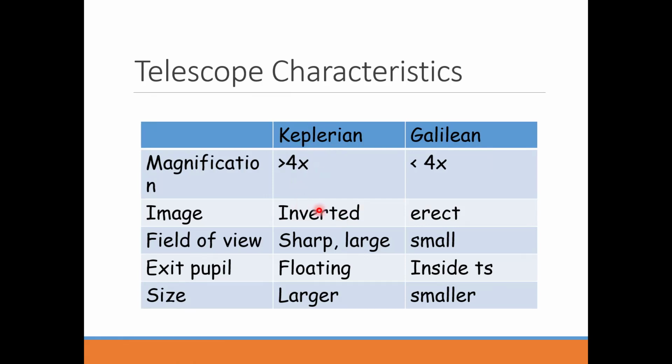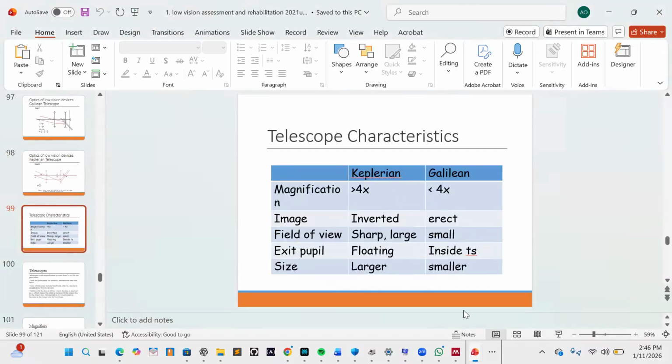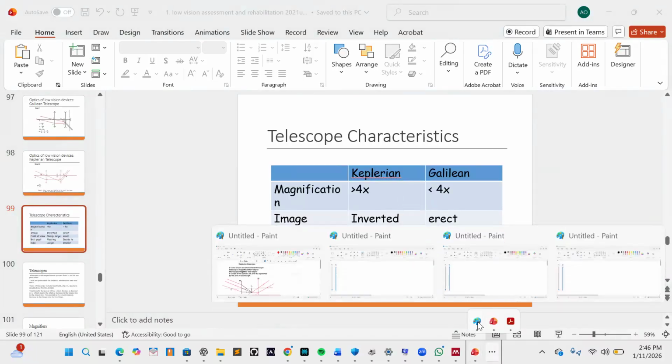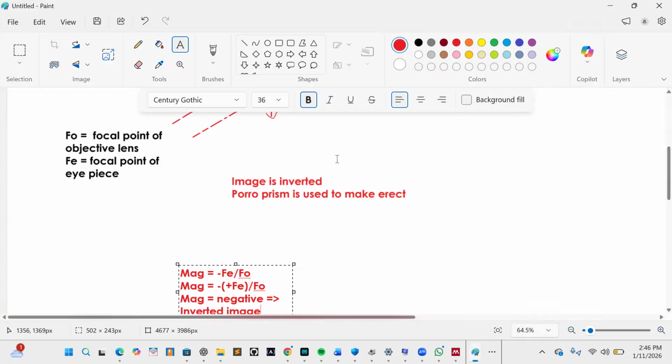Of course, Keplerian has a larger field of view. The field of view is large and sharp compared to the Galilean, which is small. And the size, of course, of the Keplerian is bigger than the Galilean telescope. So that's that for the Keplerian telescope.